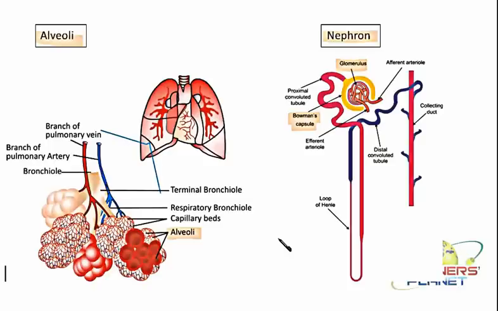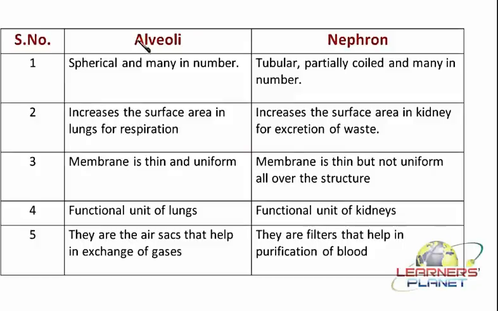So these are the similarities between such types of structures, alveoli and the nephron. Beside that, now let us concentrate on the difference between these two units, that is alveoli and the nephron. So let us find it out. If we compare the alveoli with the nephron, you will find that the alveoli is spherical in nature. It is a round body, and of course it is present in large numbers, in millions, right?